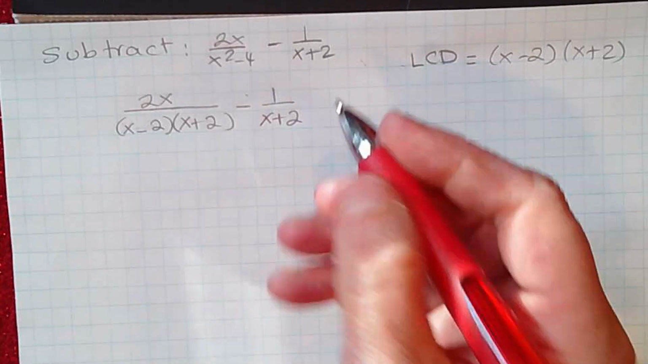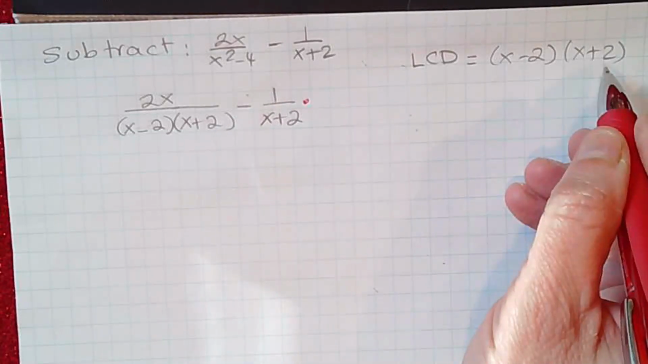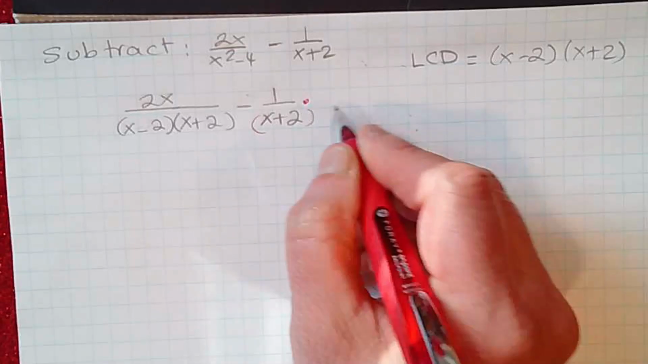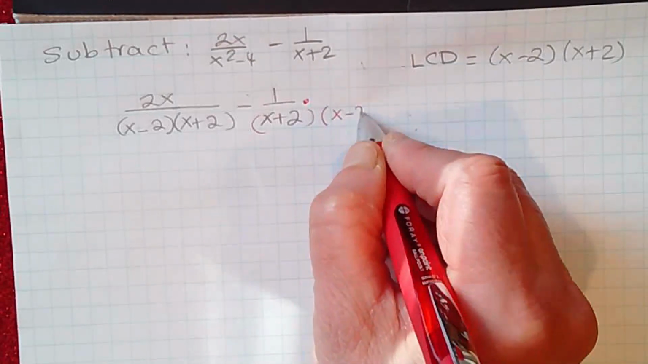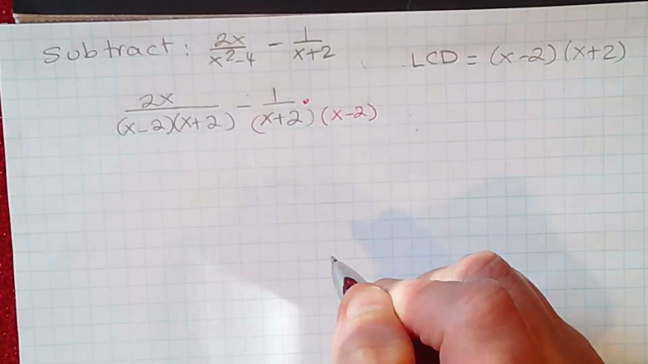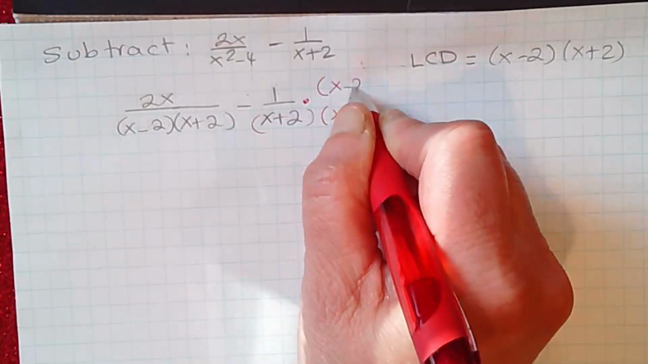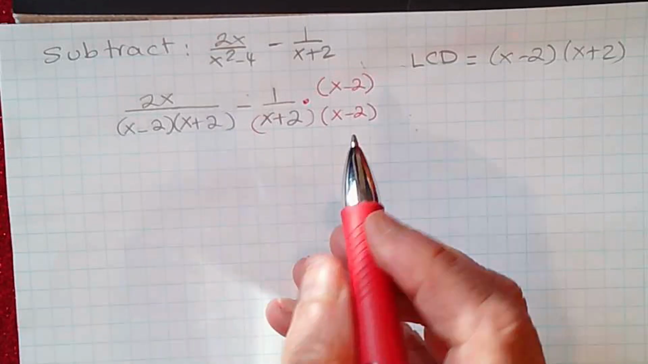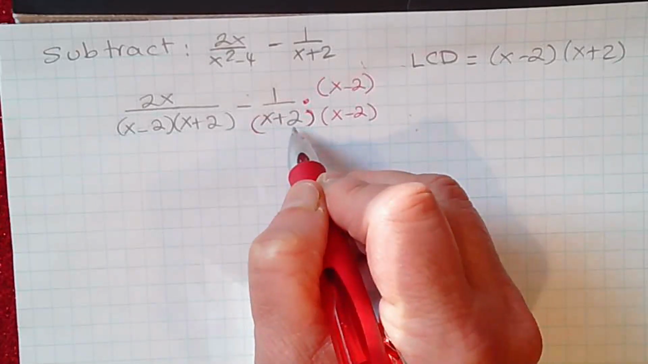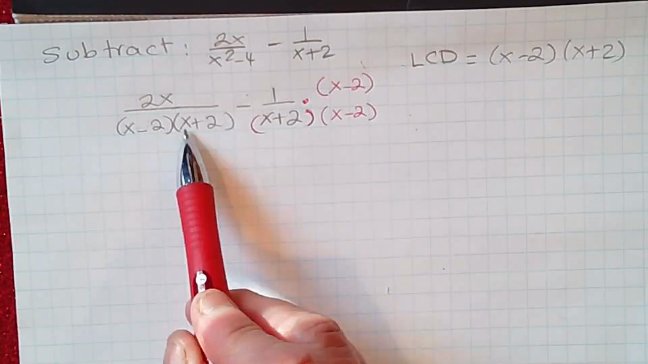In the second fraction, we need to multiply by something to make it equal the LCD. So you have here x plus 2. Let's go ahead and multiply by x minus 2. If you multiply the denominator here by x minus 2, then we get the LCD. But please remember, whenever you multiply the denominator, you have to multiply the numerator. I put parentheses here because I don't want you to think that 2 is multiplied by x minus 2. So now we have both fractions with the LCD.